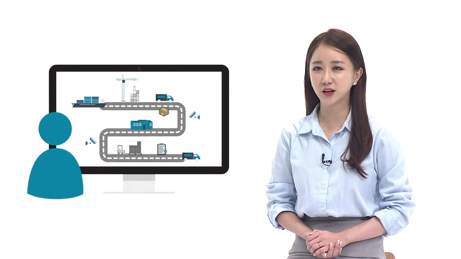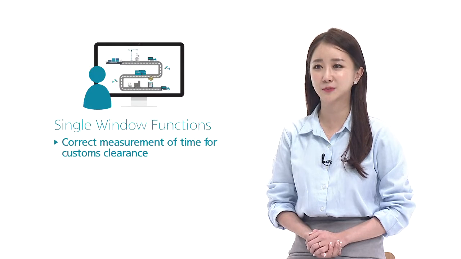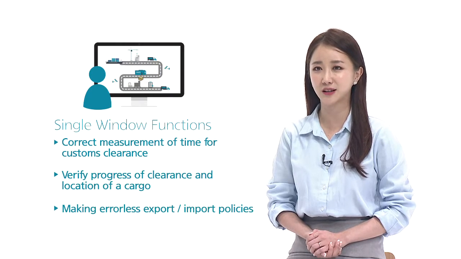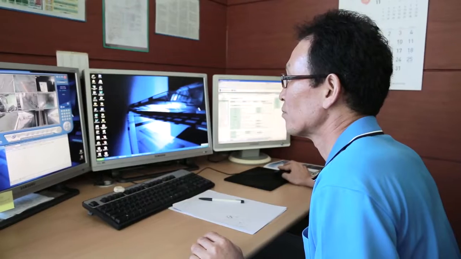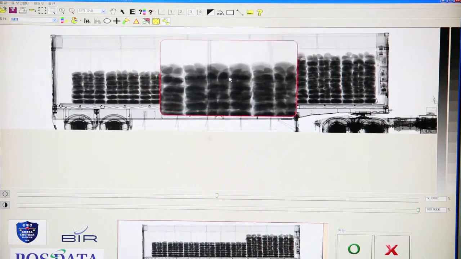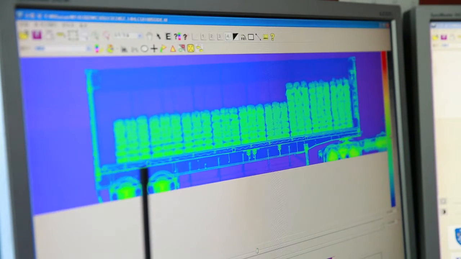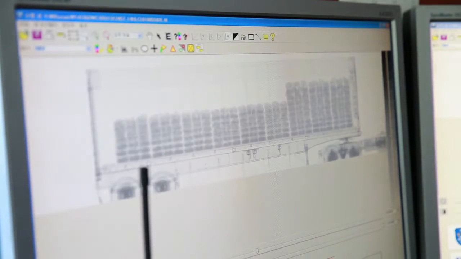Furthermore, from entering a port to taking freight out of customs, the time spent to process the work can be measured in real time. Thus, a user can immediately recognize a reason for delay in the logistic flow, and it allows expedited customs clearance. There are other advantages.